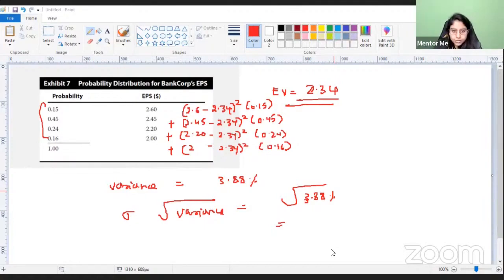So just a minute. We have the square root of 3.88. Yes, it shows 1.96. And it also seems right: the square root of 4 will be 2, so the square root of something less than 4 should be less than 2. Standard deviation is always in percentage, no?